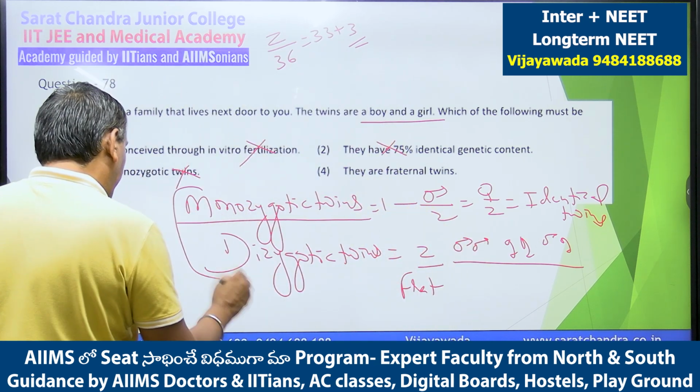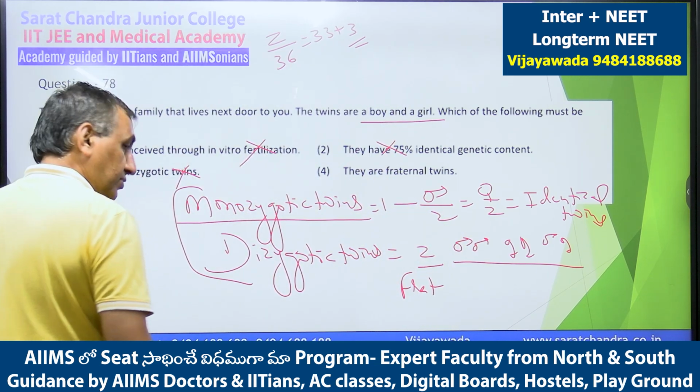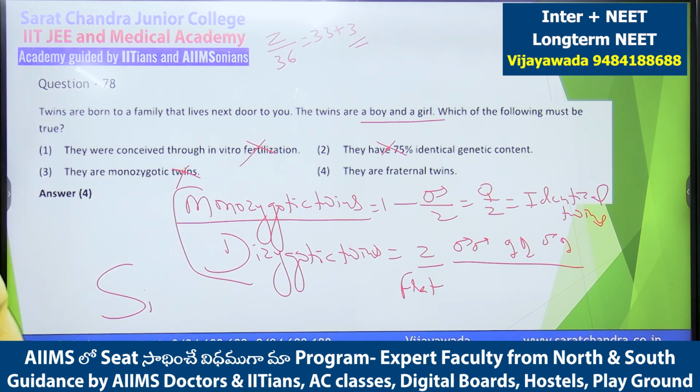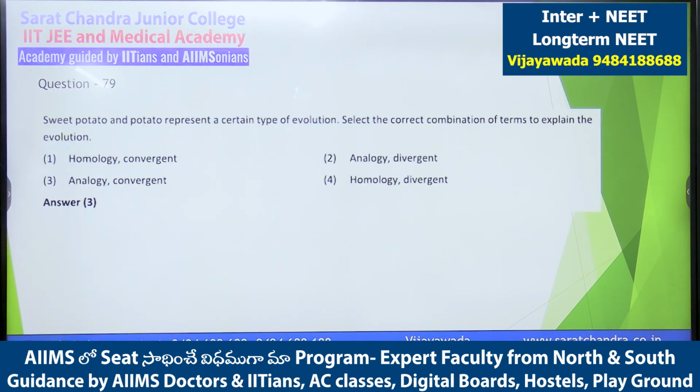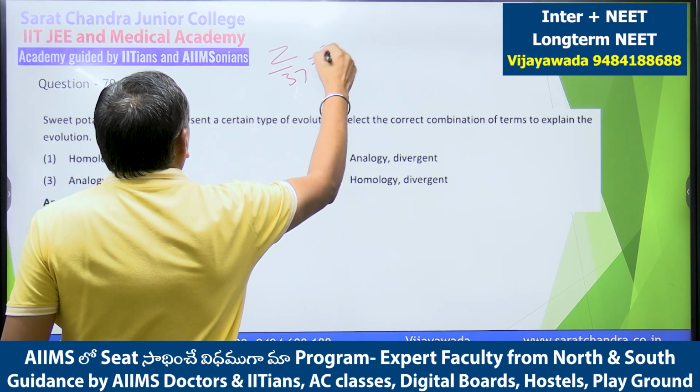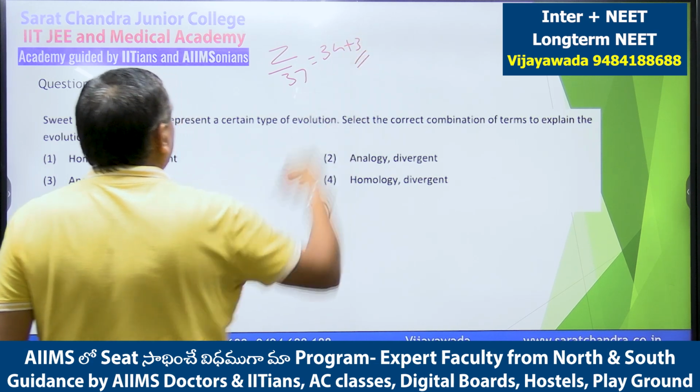I said the third type of twins, are you remembering? Siamese twins, which are interconnected with each other. So if you are remembering, it was not a tough question. Zoology 36 is done. Zoology 37, okay, 34 plus 3.